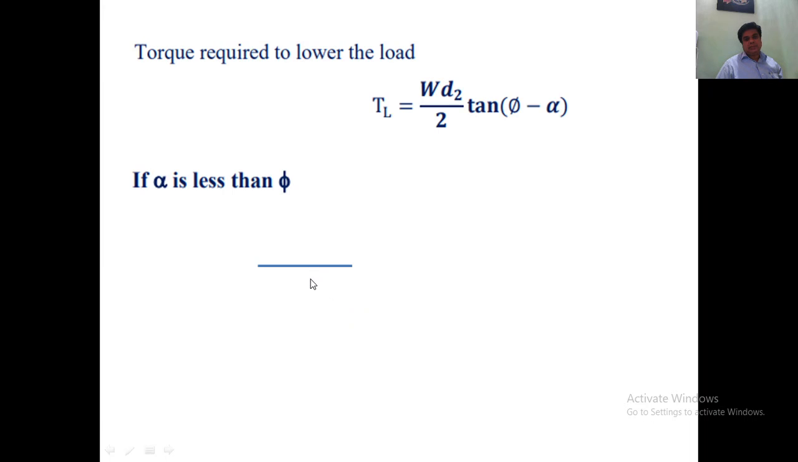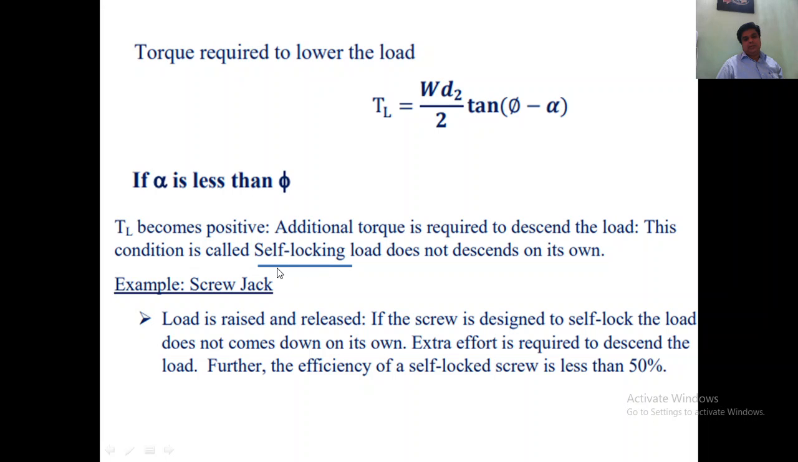Whereas in another case we have what is called the self-locking condition. In the self-locking condition, again we take the equation for lowering the torque, so this is phi minus alpha. If alpha is less than phi, the pressure angle, what will happen? The term TL, that is the torque, will be positive. That means we require extra torque to lower the load.